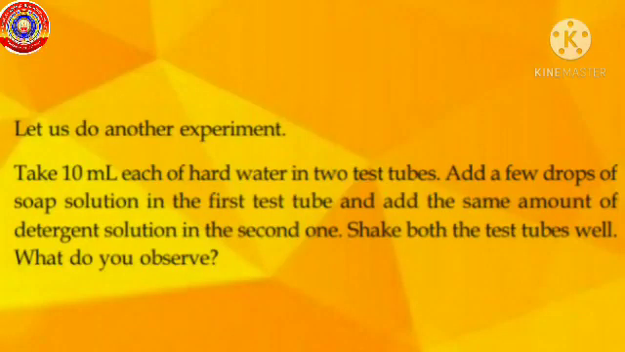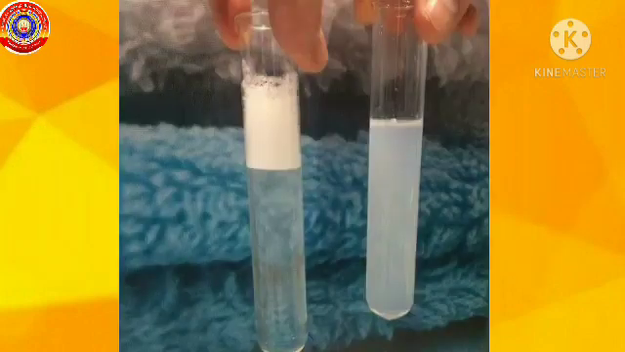Now let us see another experiment given in your textbook. Take 10 ml each of hard water in 2 test tubes. Add a few drops of soap solution in the first test tube and add the same amount of detergent solution in the second one. Shake both the test tubes well. What do you observe and which test tube contains more foam? Here you can see that the test tube with the detergent produces much more lather than the soap solution. Detergents are more effective than soaps in hard water.